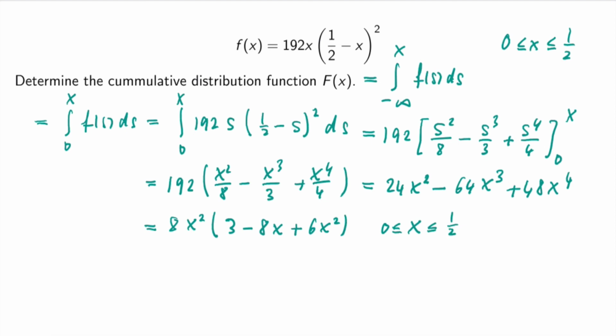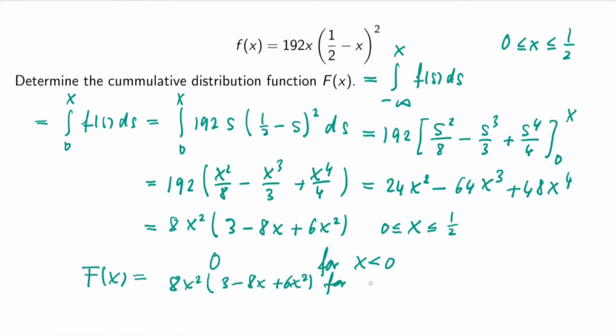If x is less than 0, then the function is 0 because the density was 0 anyways. But if it's bigger than 1/2, the function is equal to 1. Then we have F of x to be actually 0 for x less than 0. And we have this formula for 0 less or equal x less or equal 1/2. And then we have it to be 1 for x bigger than 1/2.